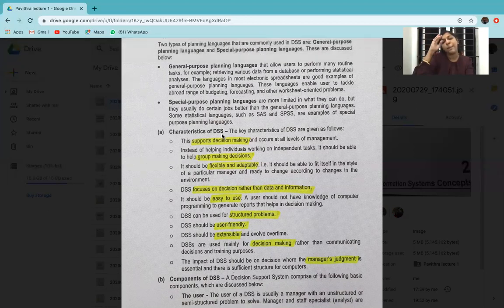What are the characteristics of MIS? CHMIS. Characteristics of MIS, CHMIS. Now we have the characteristics of DSS over. Next, what are the components of DSS?